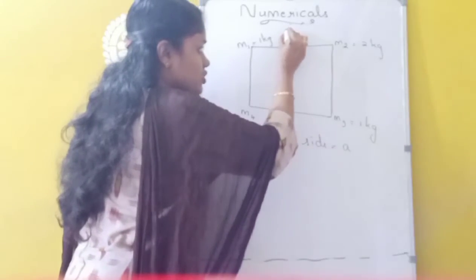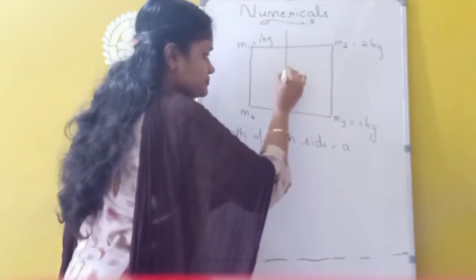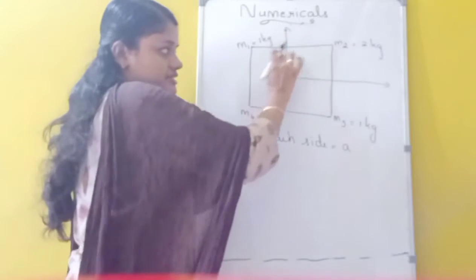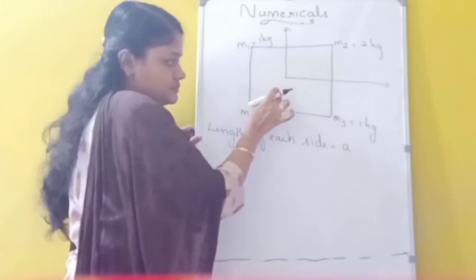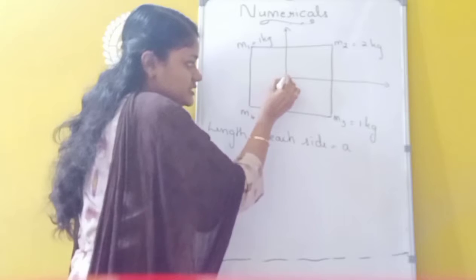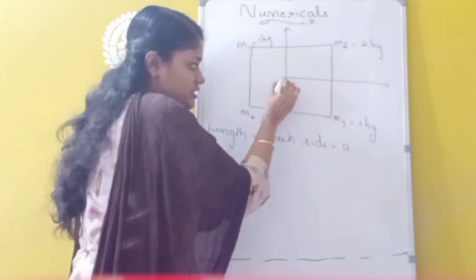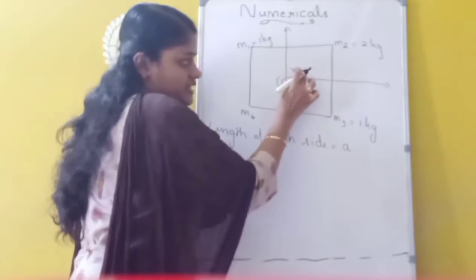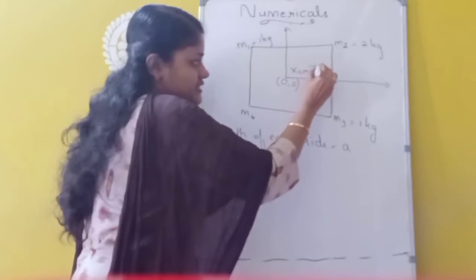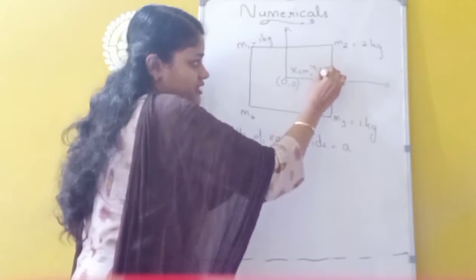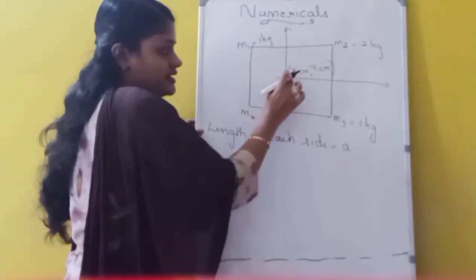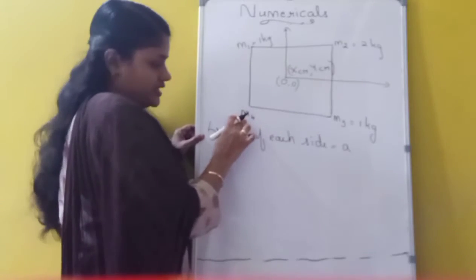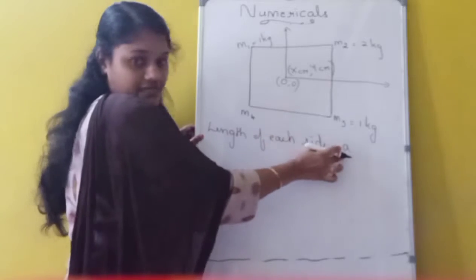So suppose I am drawing the XY coordinate here. And we are assuming that the center of mass of this four particle system lies at the origin. So this is the origin. That means x coordinate and y coordinate both are 0. And this xcm represents the x coordinate of center of mass and ycm represents the y coordinate of center of mass. And we have to find this xcm as well as ycm, and from that we can find which one? M4.